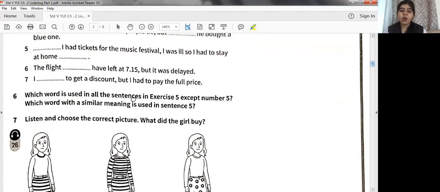Which word is used in all the sentences in exercise 5 except number 5? So you need to leave this and you need to check which words are being used in all the sentences. Not only the blanks we discussed, but the whole sentences. Now, if you have found that word, then which word with a similar meaning is used in sentence 5? Okay, so the answer for that is although and but. The meaning of those two words is the same, so that we had to find out. So it is although comma but.